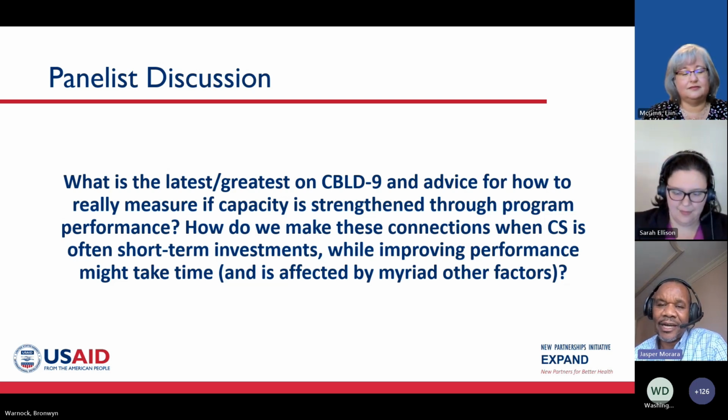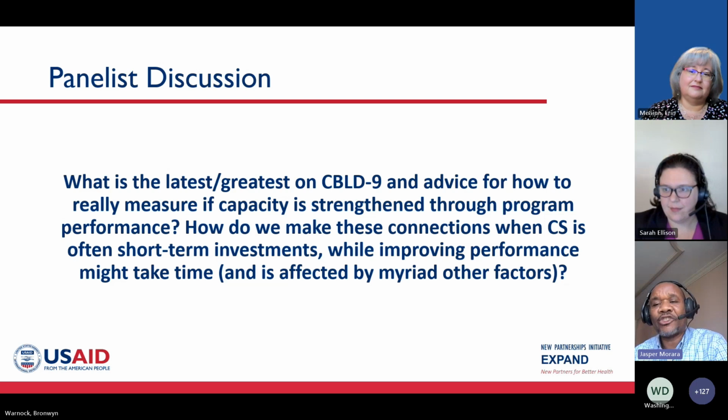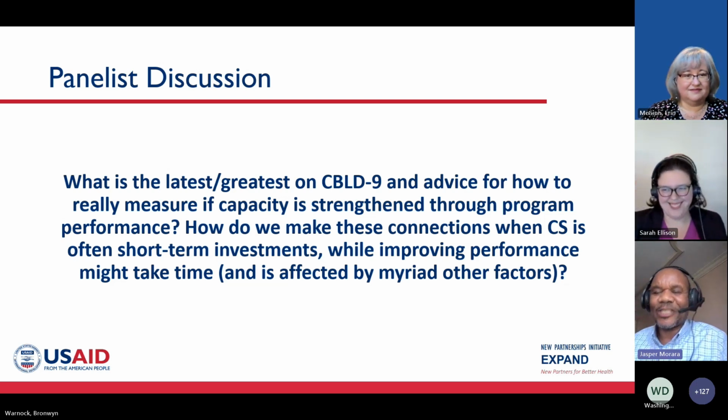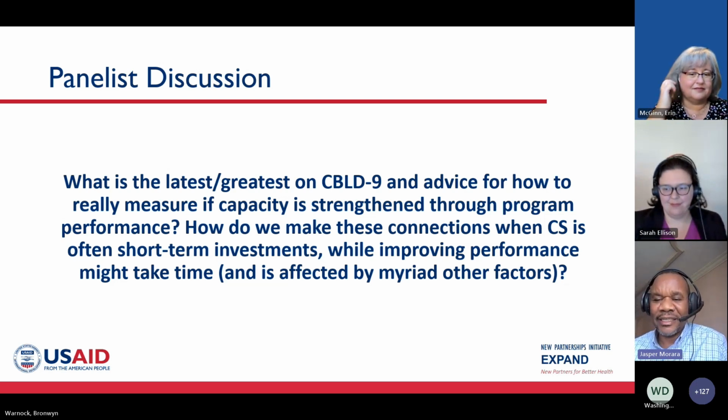So what I'm doing right now, and I'm applying some of the lessons I learned from NPI EXPAND, is supporting the local organizations we support in my current project to identify capacity strengthening indicators that can enable us to report on the CBLD 9. We are using a combination of both output and outcome level indicators that are aligned to the domains of the OPI. So we are using the OPI as the framework, but not the scoring of the OPI as we applied previously, just those domains to define these indicators.